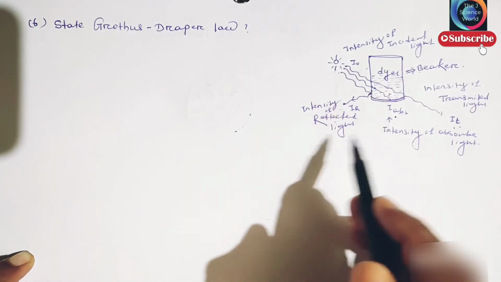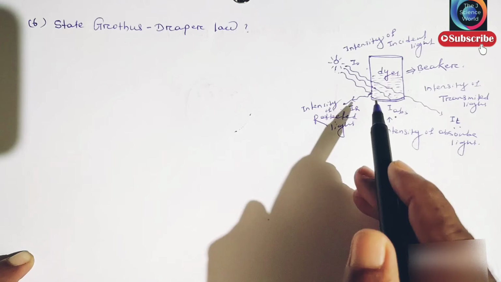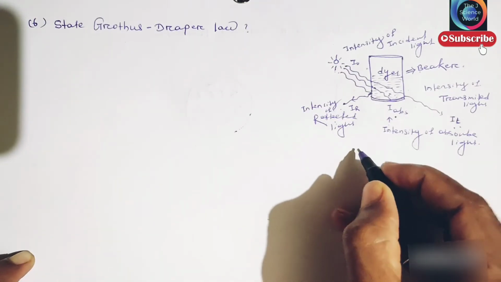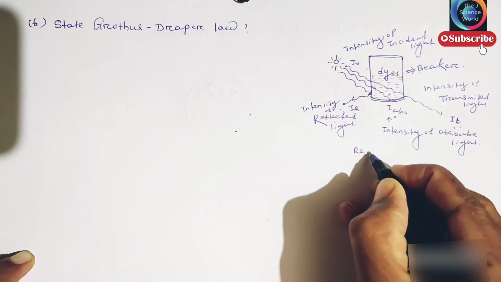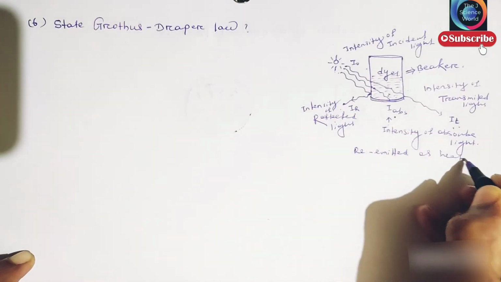When the conditions are not favorable for the molecules to react, the absorbed radiation is re-emitted as heat or light.